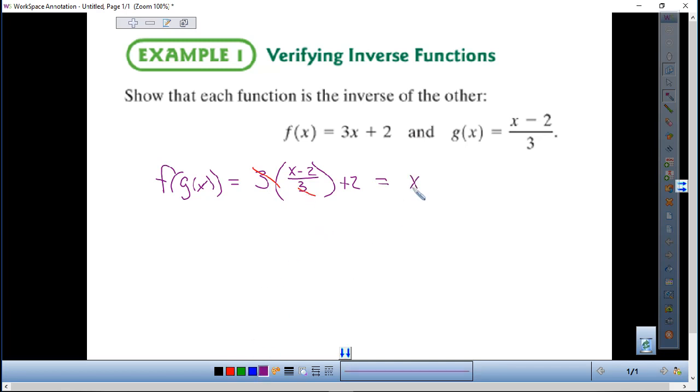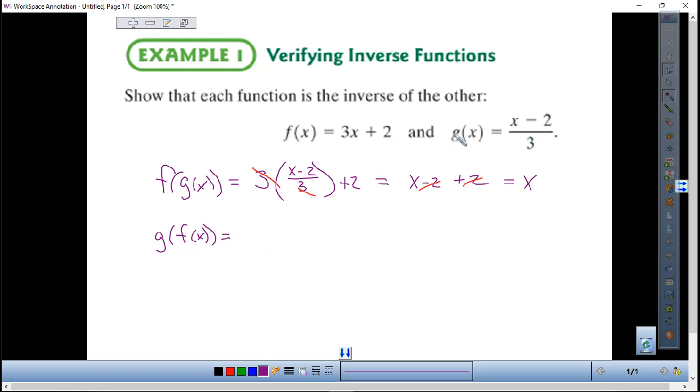So then we're going to have x minus 2 plus 2, the x minus 2 from here, the plus 2 from right there. And then what happens there? Well, our minus 2 and our plus 2 cancel out, and we simplify down to just plain old x. So if f of g of x equals x, then these are inverses. Now I'm going to go ahead and show you the other one as well. So let's do g of f of x.